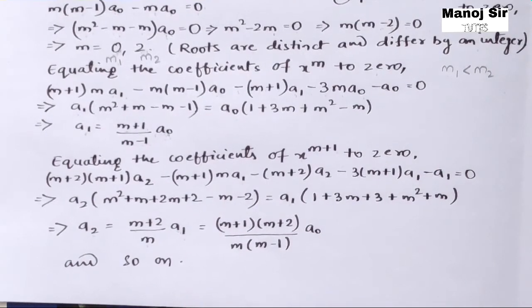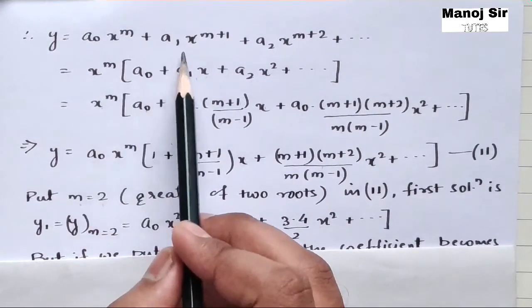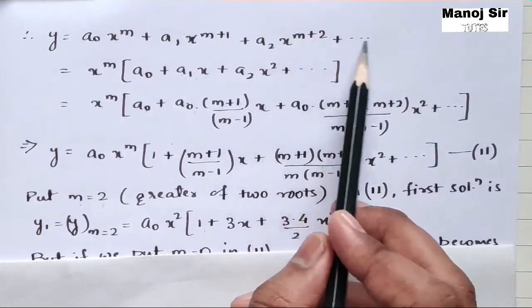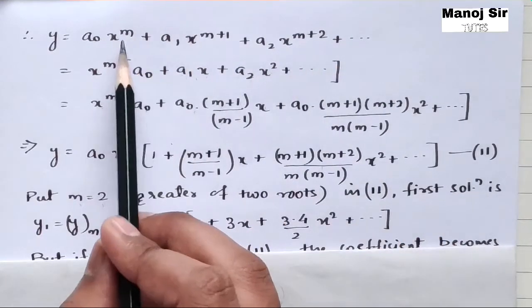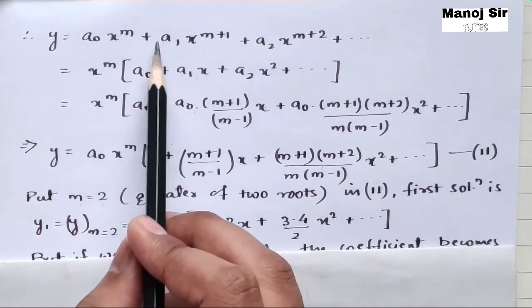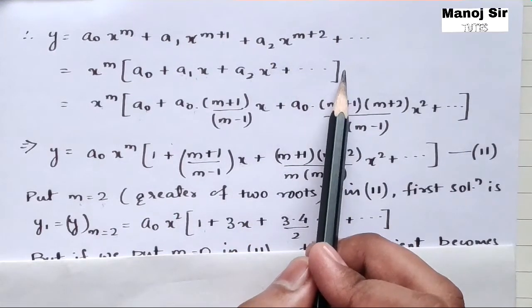Let us go ahead. Now since we know that y equals a0 into x to the power m plus a1 into x to the power m plus 1 plus a2 into x to the power m plus 2 plus dot dot dot. If you take x to the power m common, you will be left with a0 plus a1 into x to the power 1 plus a2 into x to the power 2 plus dot dot dot.